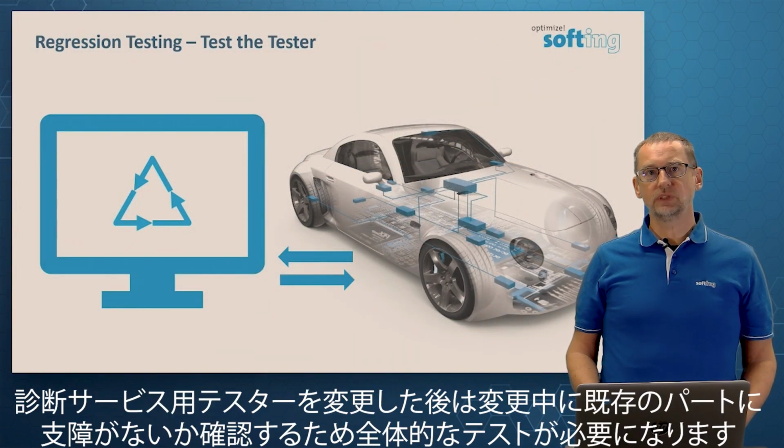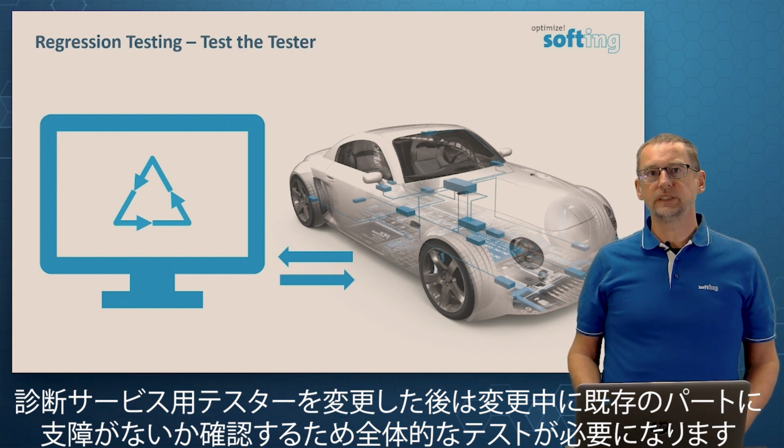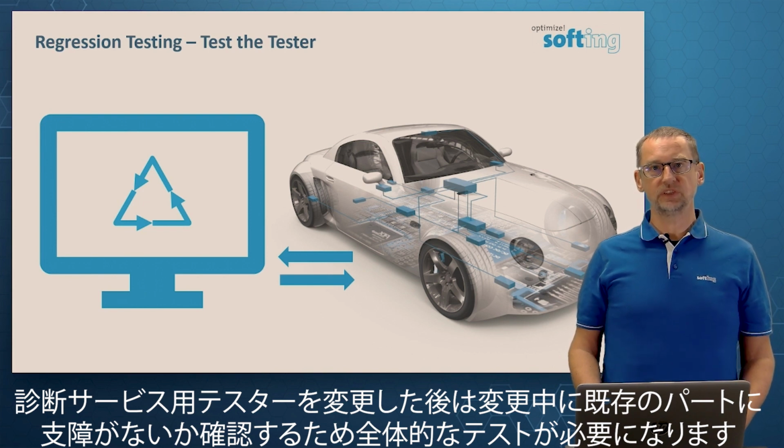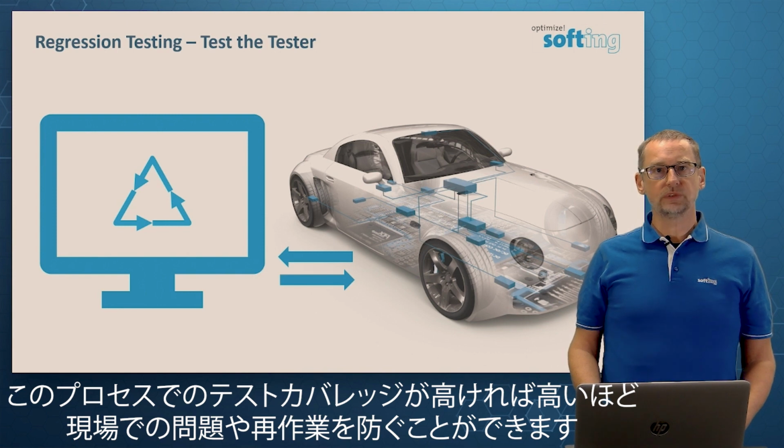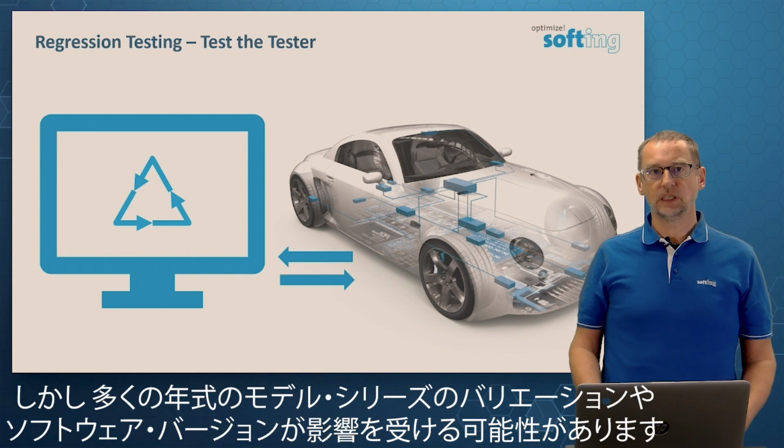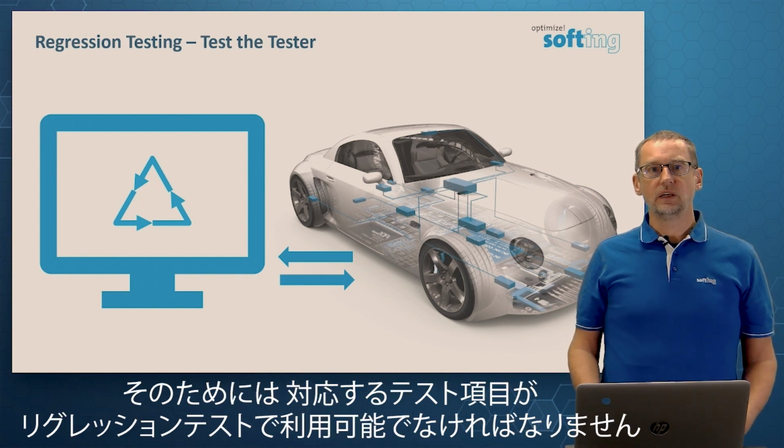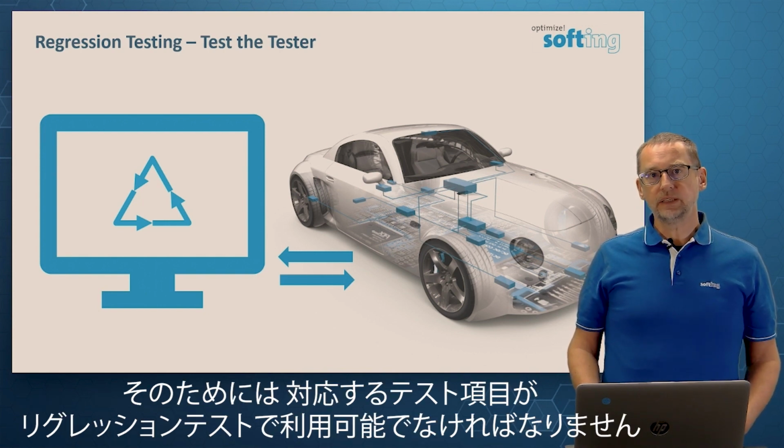After changes to a diagnostic service tester, it must be subjected to an overall test to ensure that no existing parts were disturbed during the change. The better the test coverage in this process, the more certain it is problems and rework will be prevented in the field. However, many model years, model series, equipment variants, and software versions may be affected. For this, the corresponding test items must be available in the regression test.